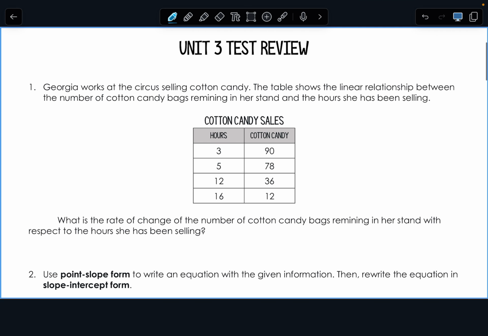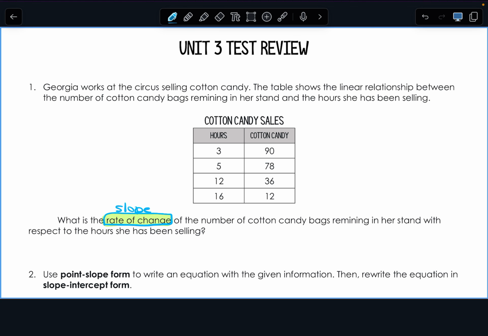So, what are we looking for in number 1? Slope. How do you know? Because it says rate of change. So we know we're looking for the slope. Now, what formula are we going to use to find the slope with the information that we are given? Why? How do you know? What do you see on the paper?